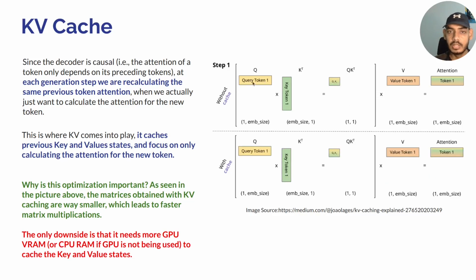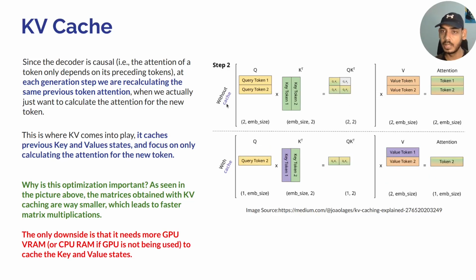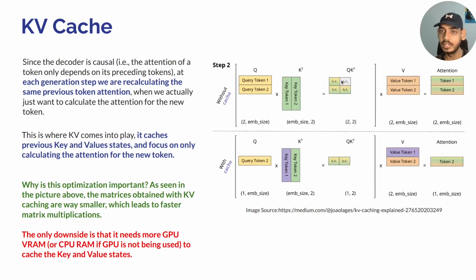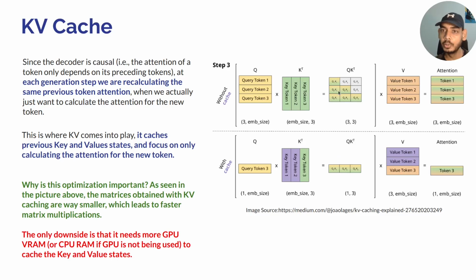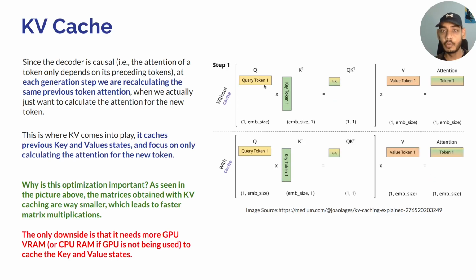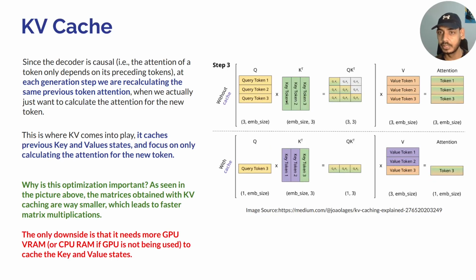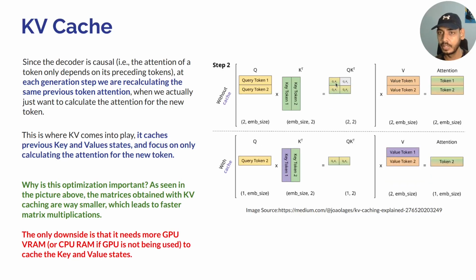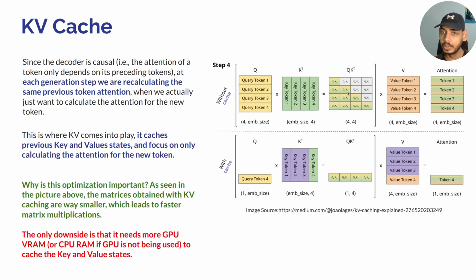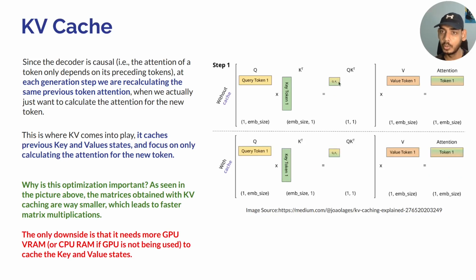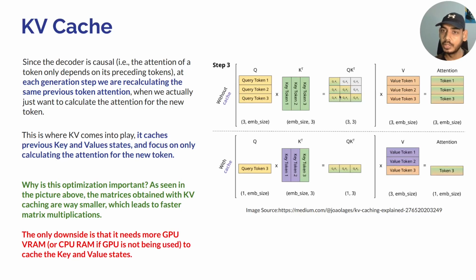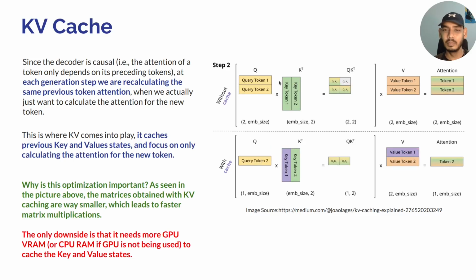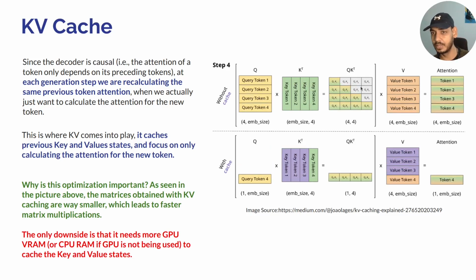Let's see here. Step 1: without caching, what will happen? It has to calculate Q1 K1, Q2 K1 and Q2 K2, and for every token that is passed, this is happening. It has to do all these calculations again and again. For token 3, it has to do Q1 K1, Q2 K1, Q2 K2, and Q3 K1, Q3 K2, Q3 K3. It has to repeat the same set of operations so many times.